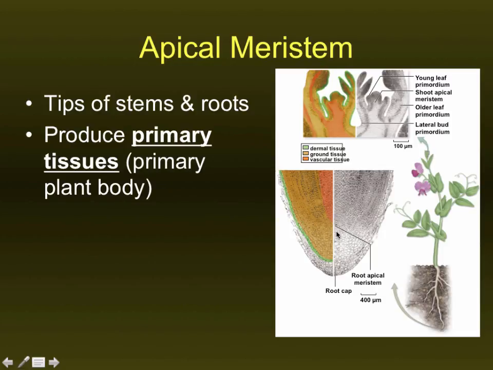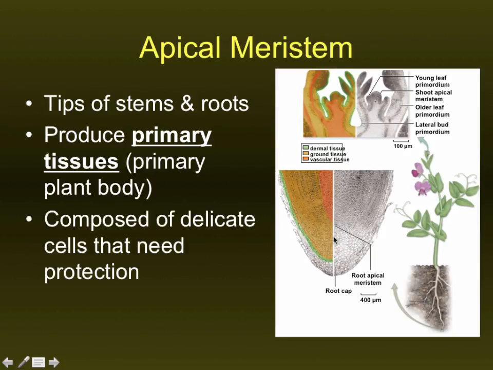Down here, we've got the apical meristem right about there. We have something called a root cap out here. The root cap is involved in protecting the apical meristem, but the apical meristem here is the one that's actually dividing and adding cells toward the tip of the root. So they're both very, very delicate areas. They're both very sensitive areas, and they're both very important areas to protect because they are so delicate and sensitive.